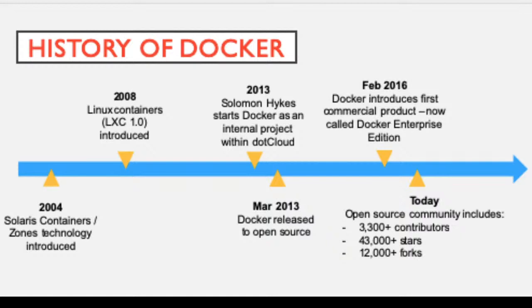The first commercial product was introduced in February 2016 and they called it the Docker Enterprise Edition. So today where we stand, since Docker is an open source community, we have 3,300 plus contributors to Docker, and that is a pretty huge number.